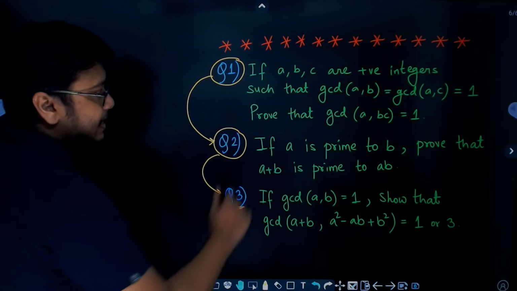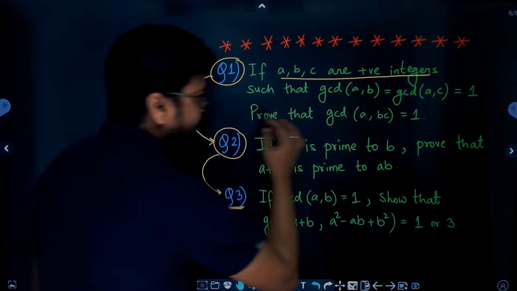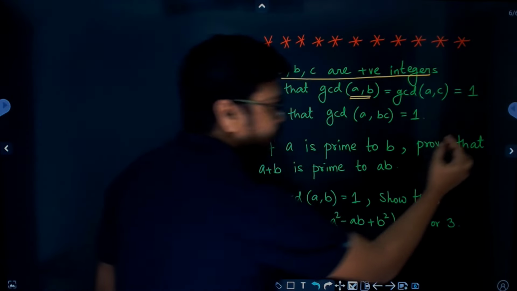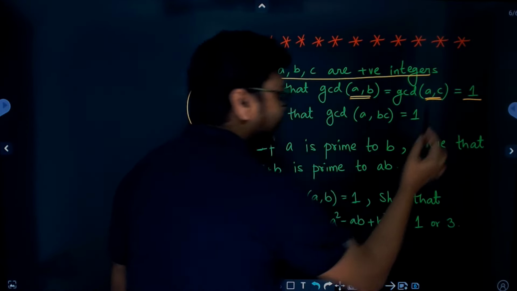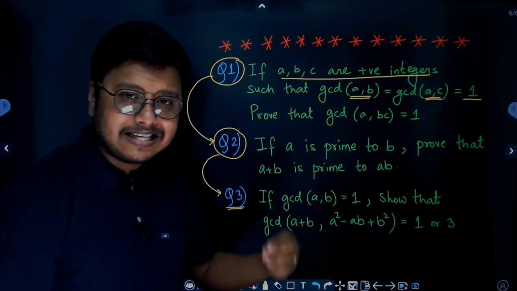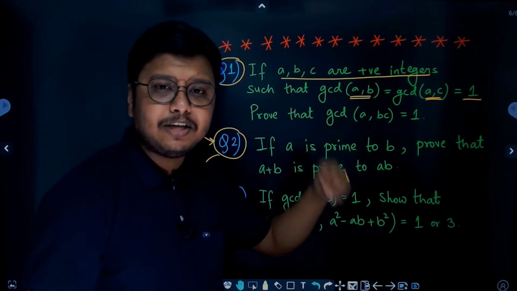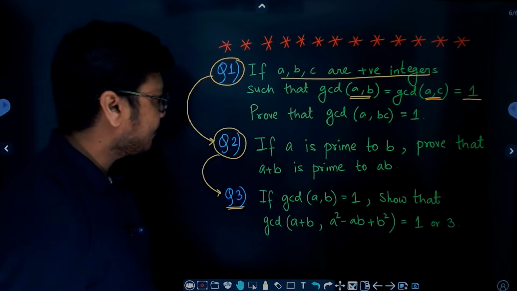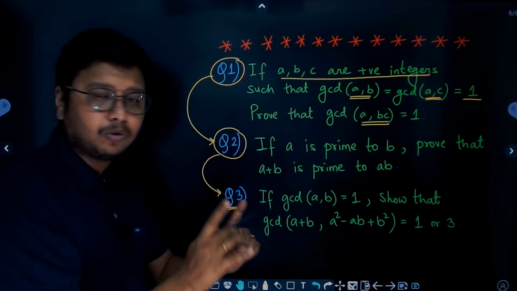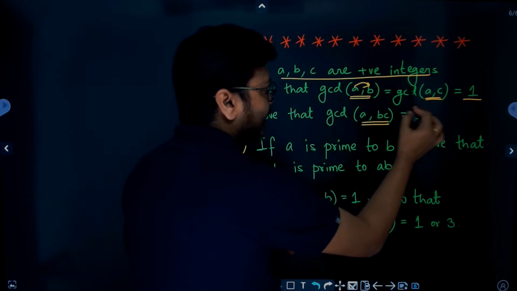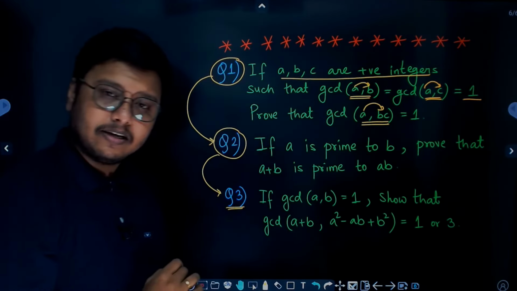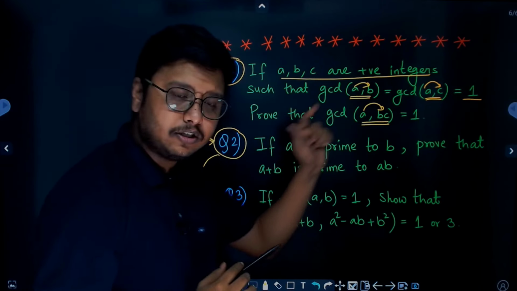So 1 is saying that A, B, C are positive integers such that A and B are relatively prime because the GCD is 1, and A and C are relatively prime because again the GCD is 1. So basically A is relatively prime to B, and A is relatively prime to C. Then I need to prove that A will be relatively prime to the product of both the numbers. So A was prime to B, A was prime to C, then A will be prime to the product of the two numbers B and C, right? So let's start to prove this first one.